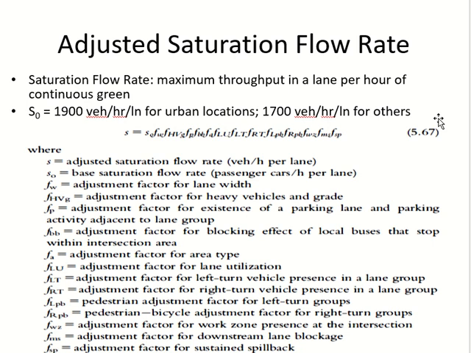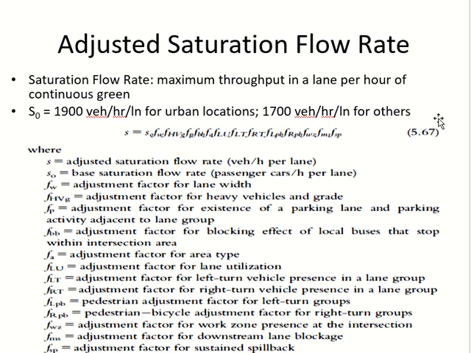Factor for left turning vehicle presence in the lane: if your lane has a left turning movement or not. Factor for right turning movement: if your lane has a right turning movement, there is a factor for that. Factor for pedestrian and bicycle adjustments for right turning groups only. This factor is only applied for right turning traffic, because pedestrians and bicyclists can cross you. You are on a signal, taking the right turn, so maybe the signal in your direction is red, so pedestrians are crossing. This is only for right turning.